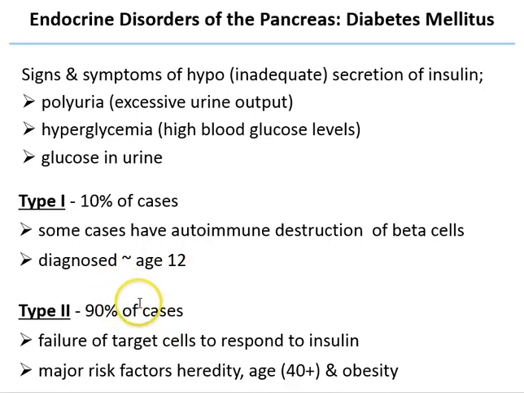There's another type, type 2, which is the majority of cases in adults. It's much more common. It's where there's normal or elevated insulin levels, but the cells can't respond to the insulin. They're resistant to it. And there's a strong association with this disease and obesity. In particular, fat cells produce secretions that interfere with glucose uptake.